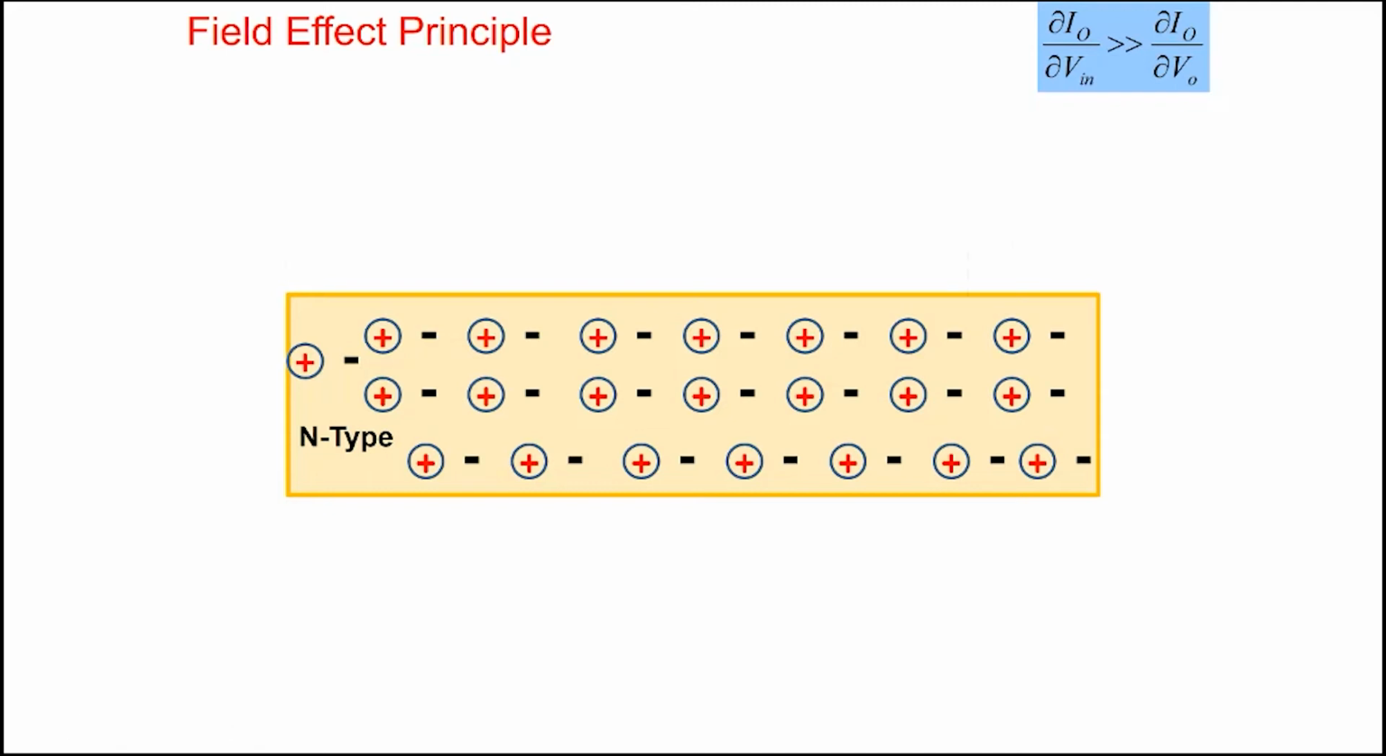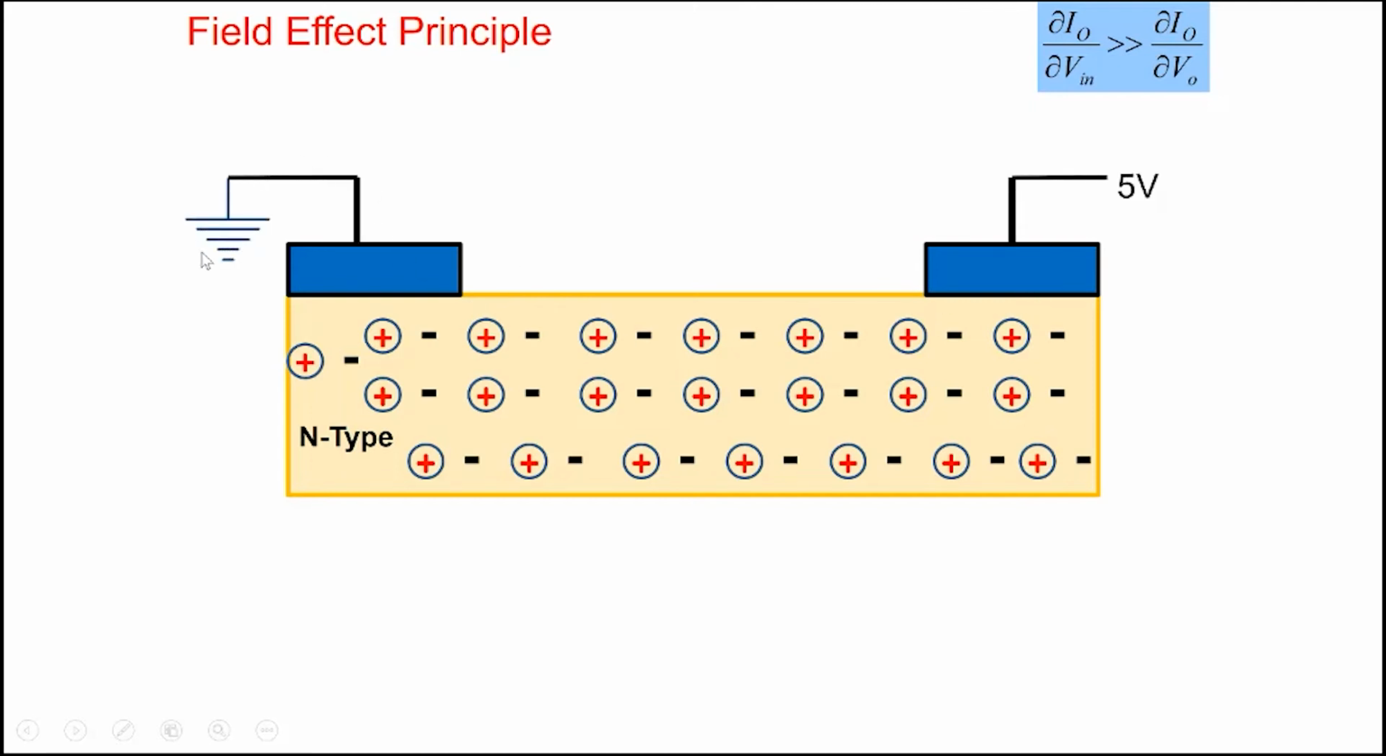So imagine now I make two contacts to it. I make a contact here and I make a contact here. And then let's make this ground and let's put 5 volts here. So when you put 5 volts here, of course, the current will flow through this N-type semiconductor. It has electrons and current would flow.